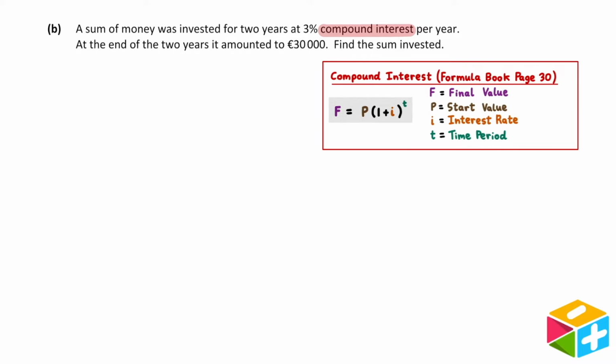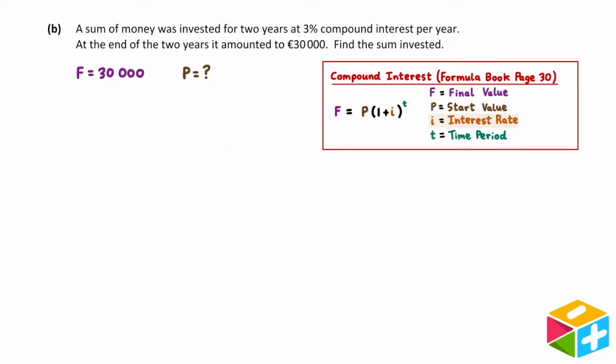This states that F is equal to P times (1 plus I) to the power of T. Here, F is the final value, and this refers to the €30,000 we'll have at the end of the 2 years. P is the start value, and in our question, we don't know the start value. We're trying to find the sum that was invested at the start.